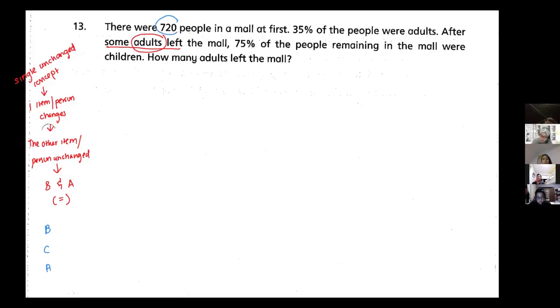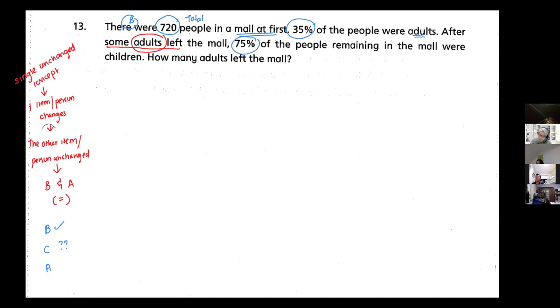There were 720 people in the mall at first. This is my total before. So I do have my before. 35% of the people were adults. So we know that this is referring to the adults. I can find my children, because if I have my adults, I can find my children, okay? After some adults left, so I do not know how many left, but I know they left. So the change is quite unknown, but I know that it is the adults, but I don't know how many adults left.